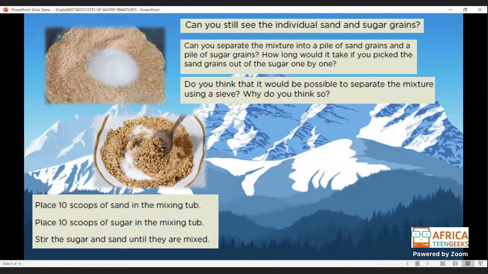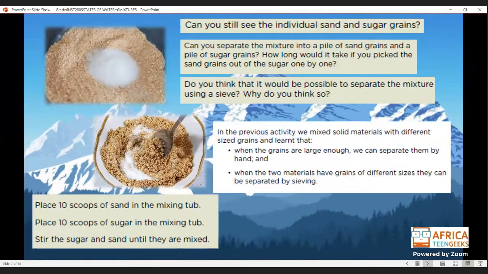Very good. Okay, so in the previous activity, we mixed solid materials. Remember, they were different size grains, okay? And when the grains are large enough, you can separate by hands. However, some grains are different sizes and you can't separate them by hand, so you have to separate by sieving. So there's hand sorting and there's sieving, okay?